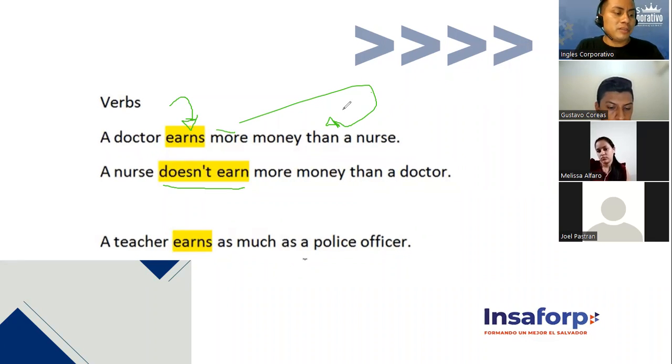I don't wanna give you anything now. I'm gonna give you some examples or some other ideas at the end. So I want you to think about other verbs to make comparisons. Teacher, could it be a doctor sleeps less hours than a teacher? I like that one. Of course it can be. I like that.